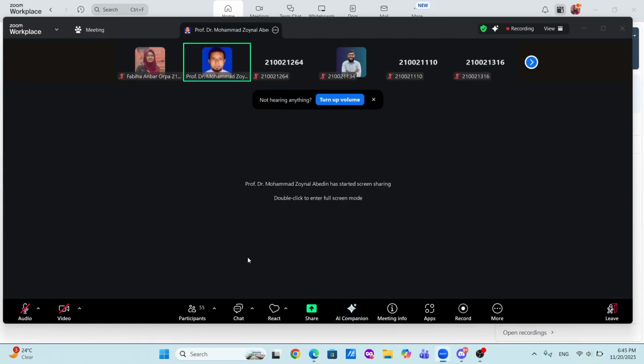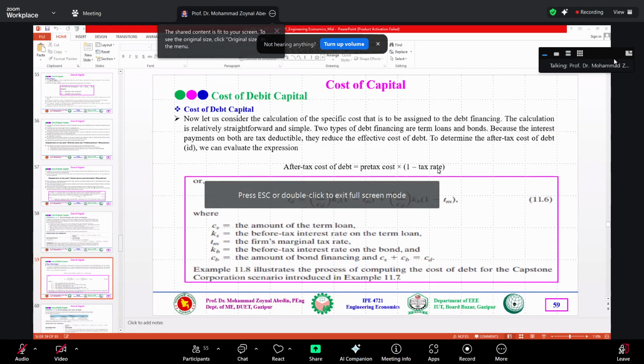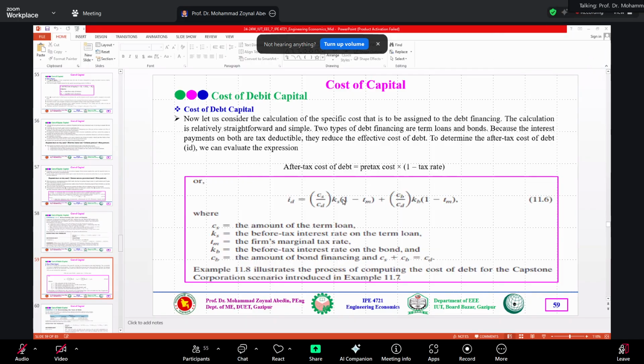We can evaluate the expression: after-tax cost of debt equal to pre-tax cost times 1 minus tax rate. So this one we can write in the way: ID is the after-tax cost of debt, equal to CS by CD into KS into 1 minus TM, plus CB by CD into KB into 1 minus TM. So let's talk about TM: it is the marginal tax rate. 1 minus TM means 1 minus the tax rate, and 1 minus TM will be used in both cases.